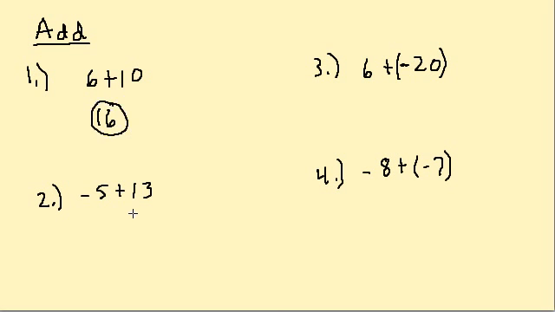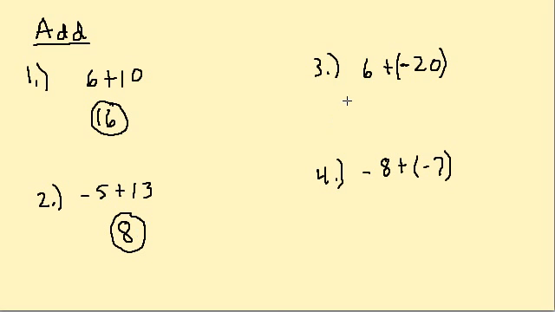Let's take a look at number 2. Negative 5 plus positive 13. Well, one number's negative, one number's positive, so we find the difference. The difference between 5 and 13 is 8. And 13 is larger than 5, and 13 is positive, so our answer is positive.